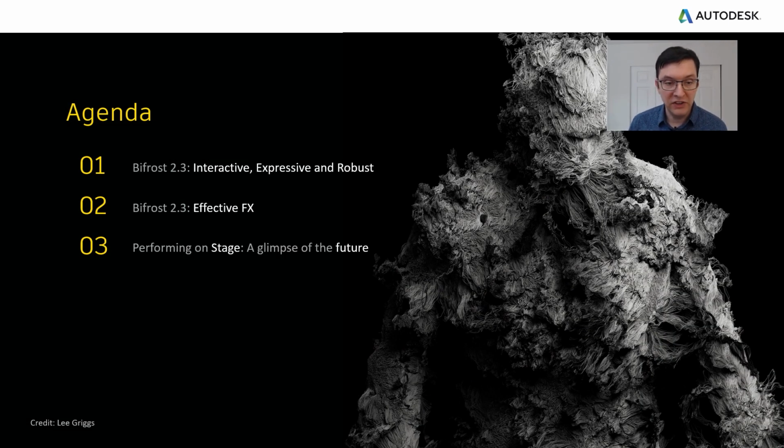So here is our agenda for today. We're going to first talk about Bifrost 2.3, interactive, expressive, and robust. That's going to be how the new features contribute to this. Second, Bifrost 2.3, effective effects, the changes to the effect solvers, and performing on stage, a glimpse of the future. And that's something a little bit more forward-looking. And I won't spoil exactly what that is yet, but there's a hint in the word stage.